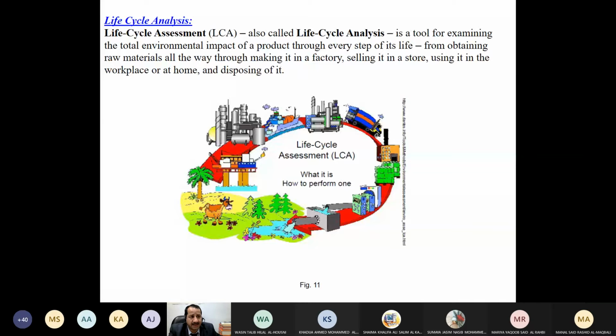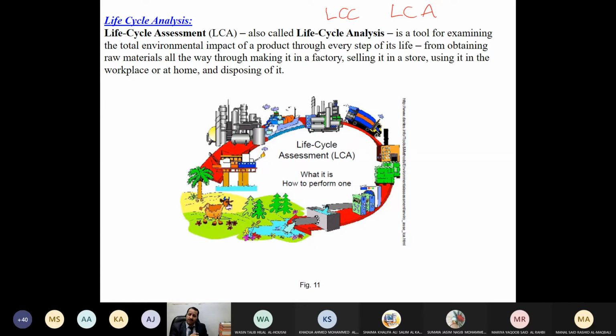Now for life cycle analysis, I discussed the life cycle cost. Now life cycle analysis simply is the impact of my project on the environment. I want to assess it, evaluate it, test it, to see what is the impact through the project, from A to Z.